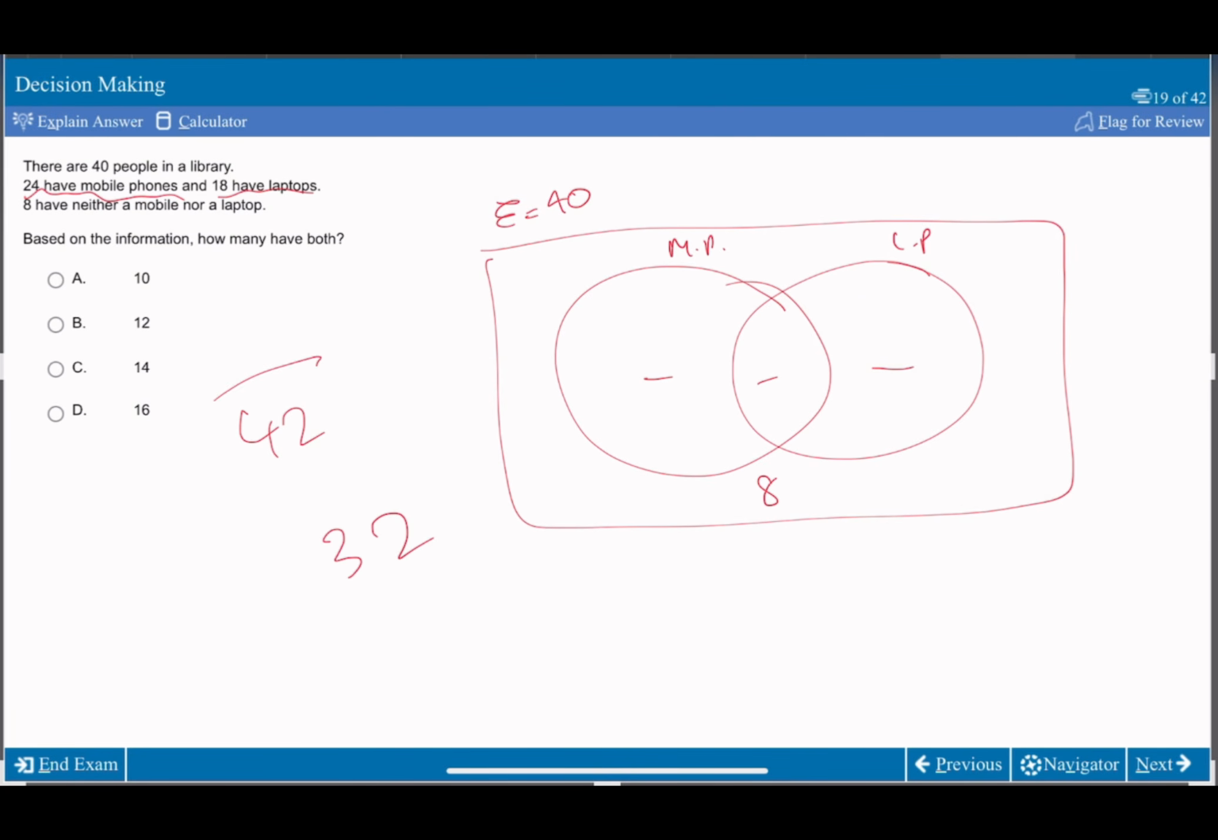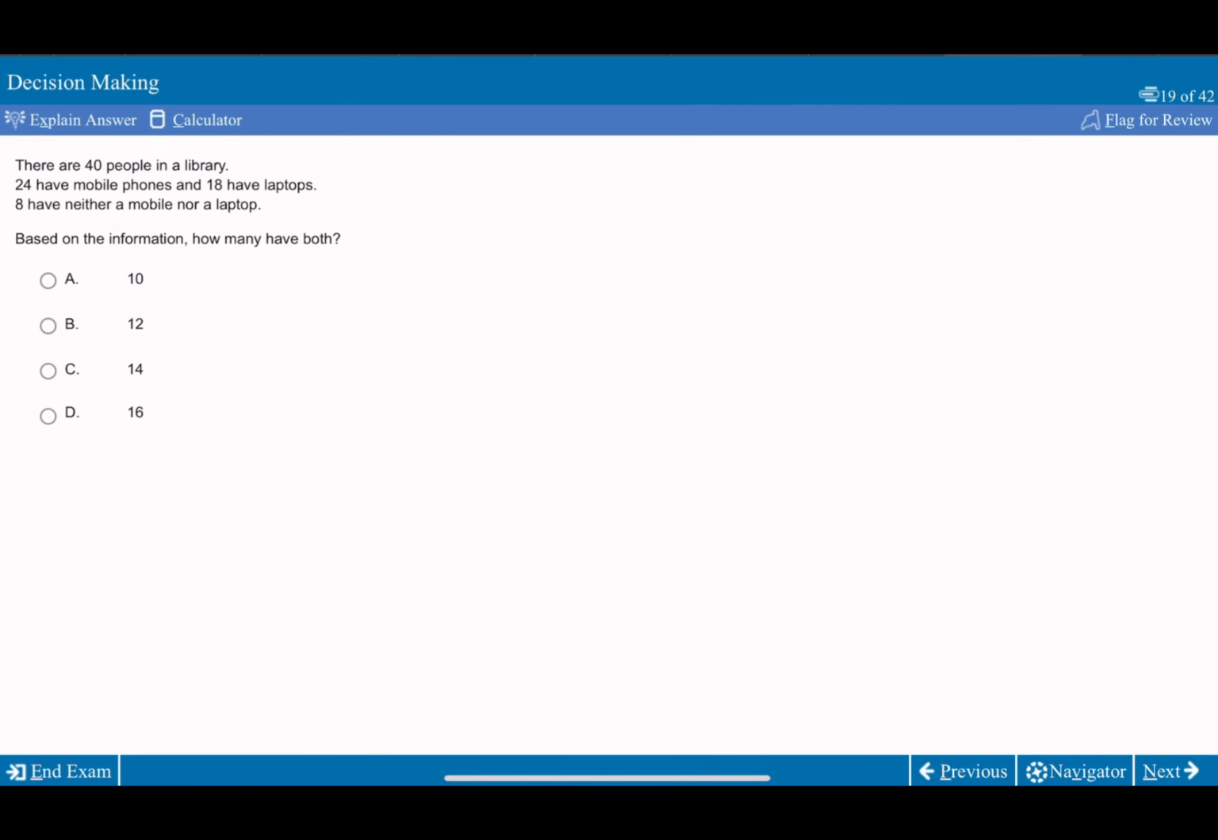So because there's 42 people who have mobile phones and laptops, but there's only 32 left in the Venn diagram, there must be an overlap of 10. So the answer's got to be A, 10. If we put that into the middle, 10 have an overlap, so there's 14 here, and there's going to be 8 here. That adds up to 18, 26, 40. So the fast way to do it is just to consider the difference between them. The answer is going to be A, 10.